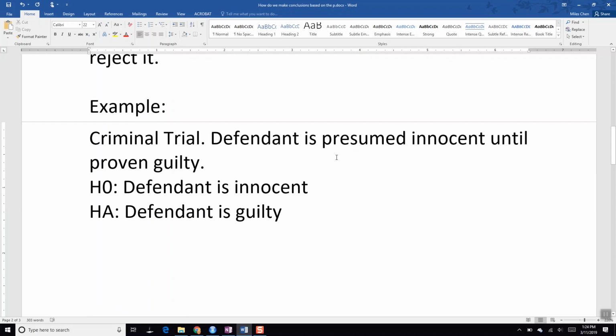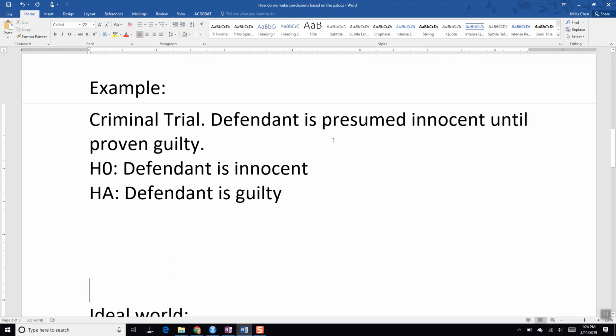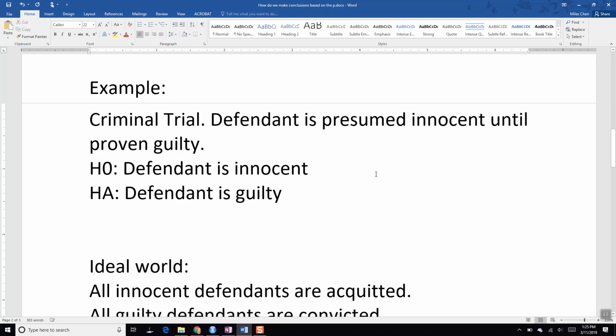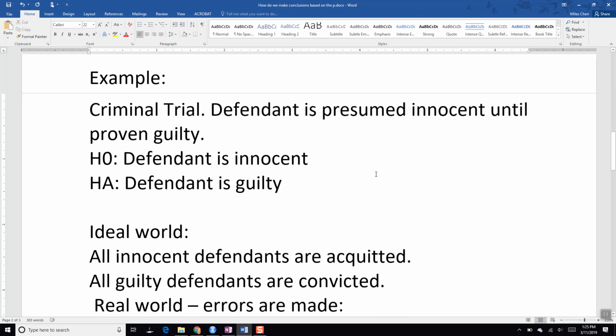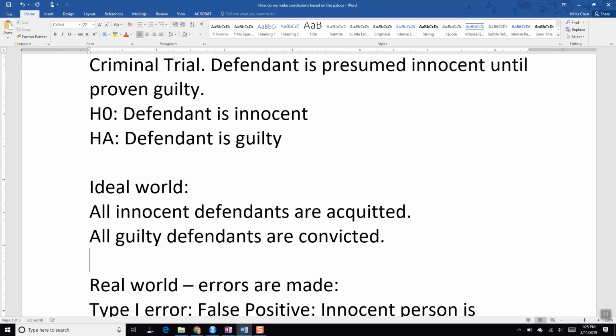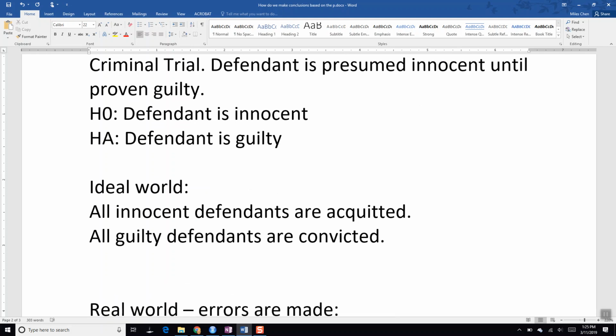Here's an example. In a criminal trial, the defendant is presumed innocent until proven guilty, okay? Because we're presuming innocence, that means our null hypothesis is that the defendant is innocent, and the alternative is that the defendant is guilty, okay? And so in the ideal world, all innocent defendants are acquitted, okay? We let them go. And everyone who's guilty is convicted, okay? That's the ideal scenario.